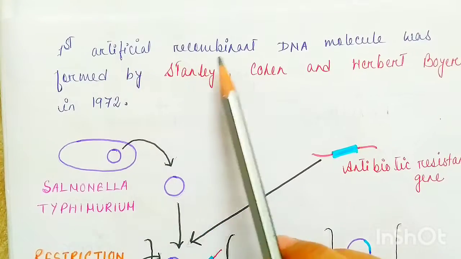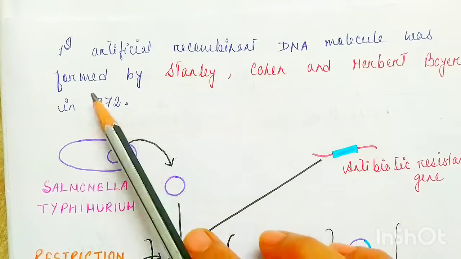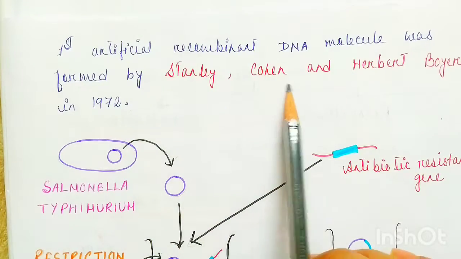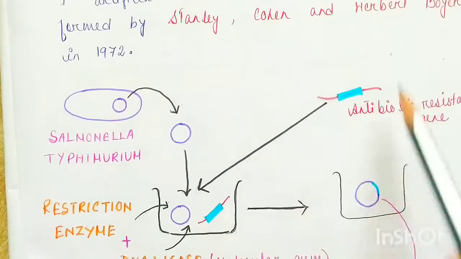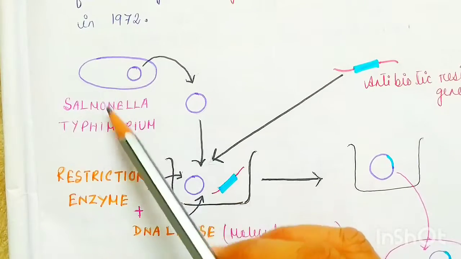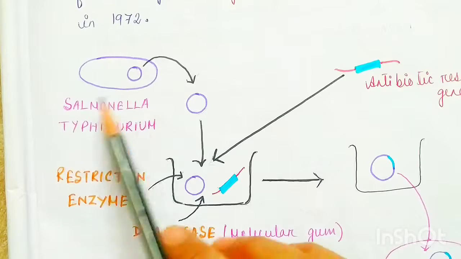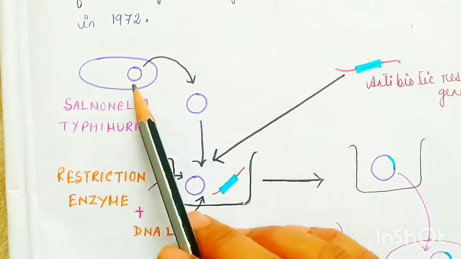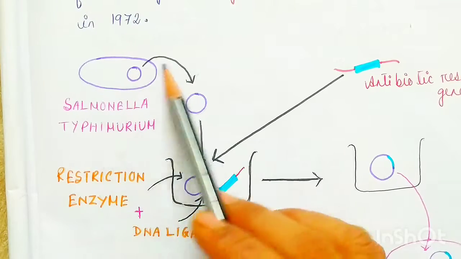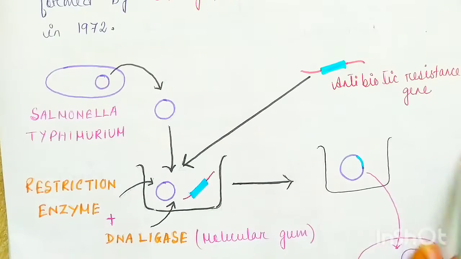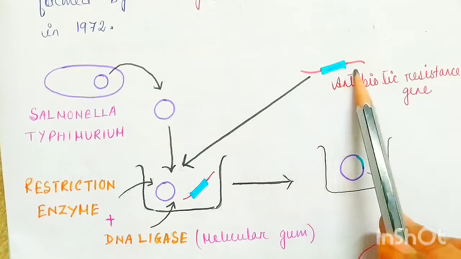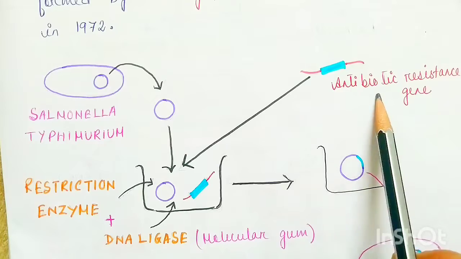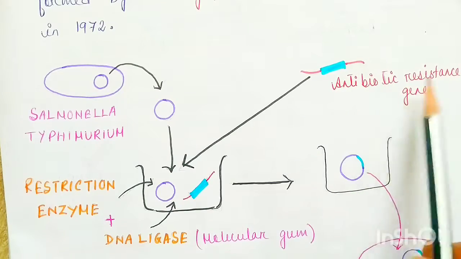The first artificial recombinant DNA molecule was formed in 1972 by two scientists, Stanley Cohen and Herbert Boyer. In this process, they took a cell of Salmonella typhi. Salmonella typhi means the organism which causes typhoid. So first the plasmid from this Salmonella typhi is isolated, and at the same time another gene of interest is also isolated. They chose the gene of interest which is an antibiotic resistant gene.